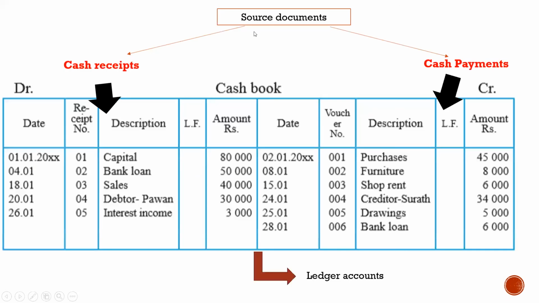If I explain it further, from the source documents we have cash receipts and cash payments. We record that in the cash book, then it acts as a primary book. And when the double entries are done, it acts as a ledger account.